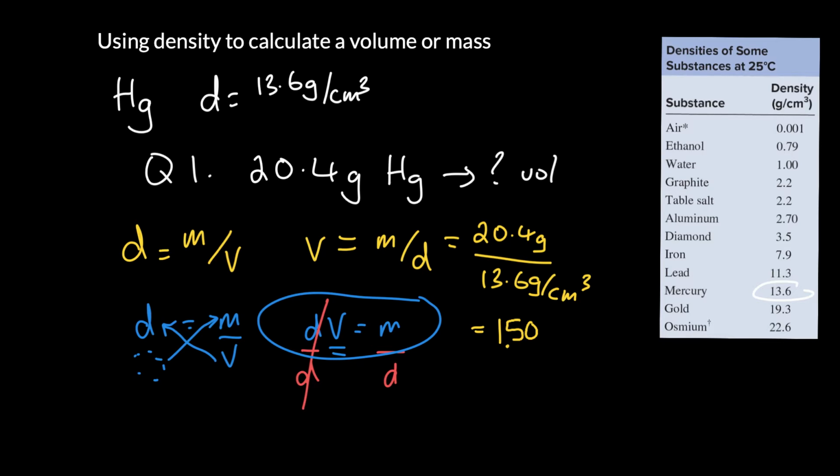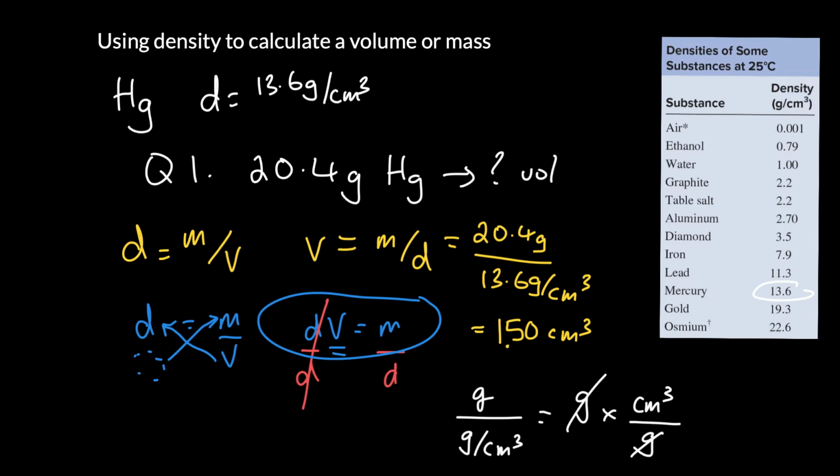Now the units are interesting. You can probably guess that the units for volume are going to be centimeters cubed, but we can see why this happens. So we've got grams on the top and we've got grams per cubic centimeter on the bottom. And if you remember, when you divide by a fraction, that is the same thing as multiplying by the inverse of that fraction. So dividing by grams per centimeter cubed is the same thing as multiplying by centimeters cubed per gram. And then it's easier to see the grams cancel out and we're left with centimeters cubed. So the volume would be 1.5 centimeters cubed.